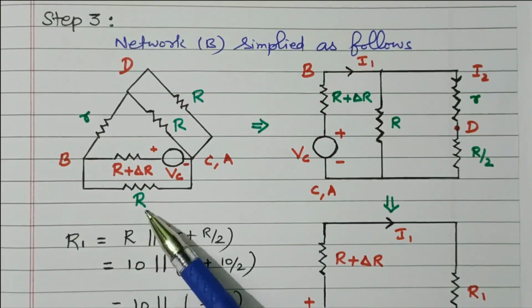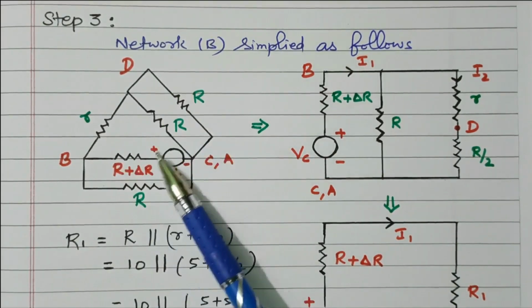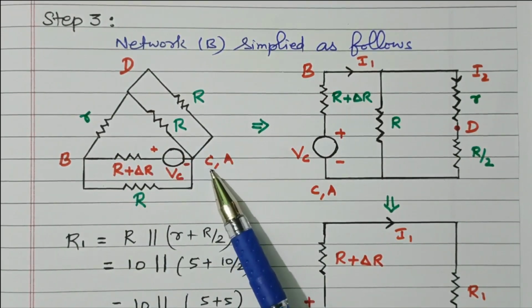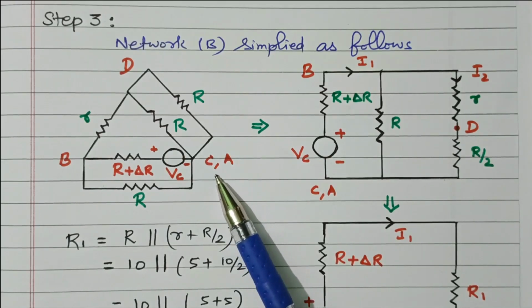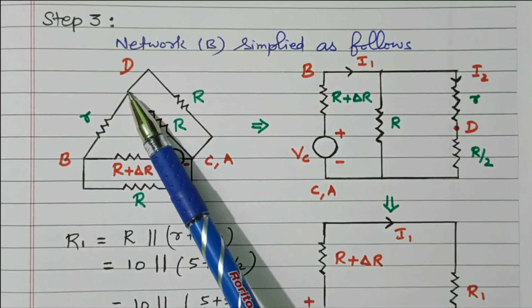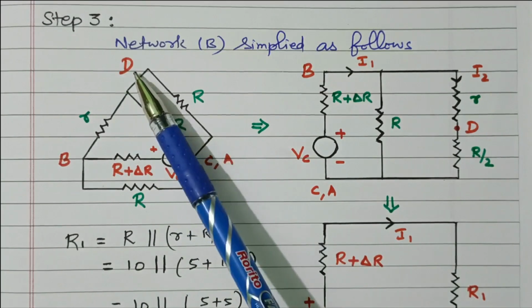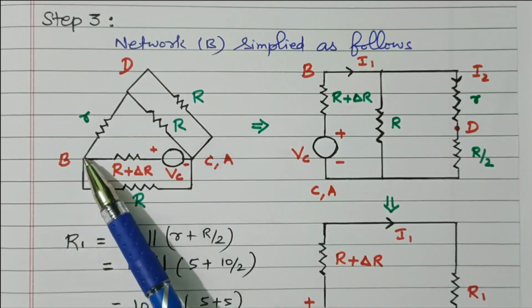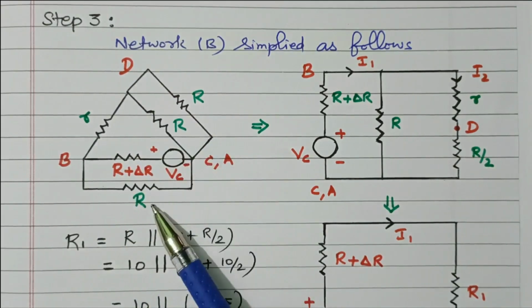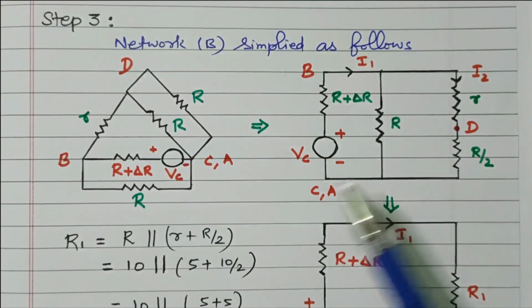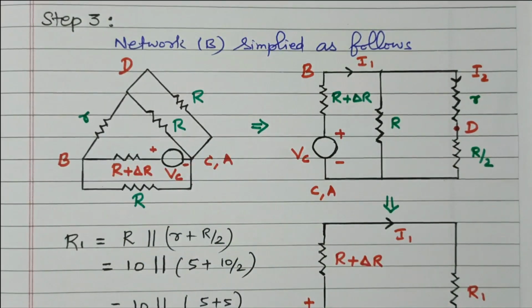So from network B, this simplified diagram is drawn, right? The terminals B, C and A are short circuited, because between C and A the voltage source is available, that is removed and short circuited. This is terminal D. Between C and D one resistor is available, between A and D one resistor is available. Similarly between B and C one more resistor is available. Now we'll go to network A so that we are able to understand this circuit.